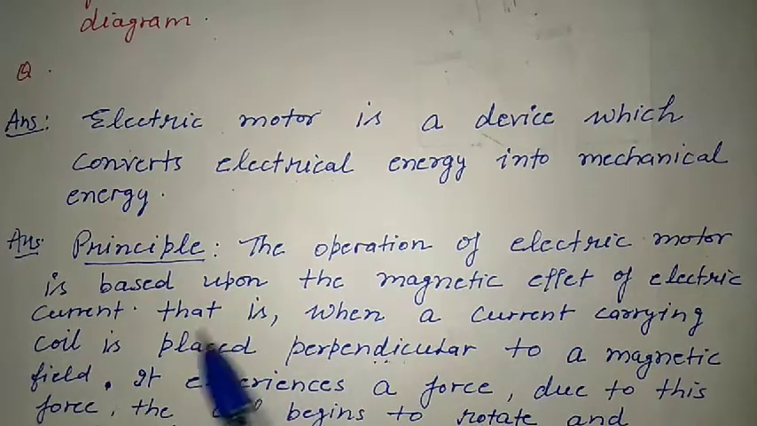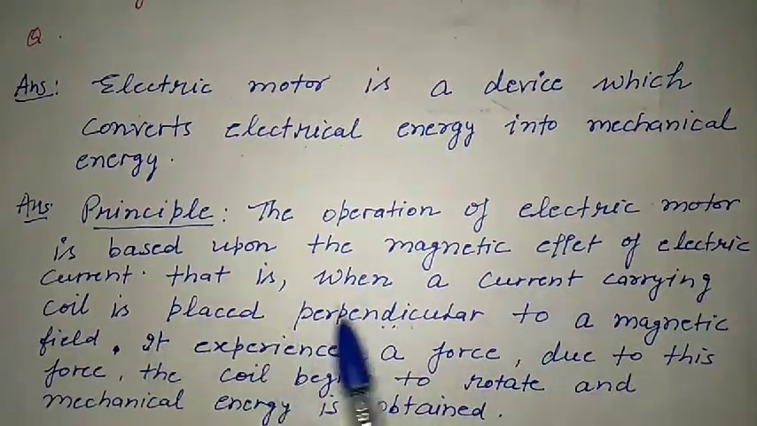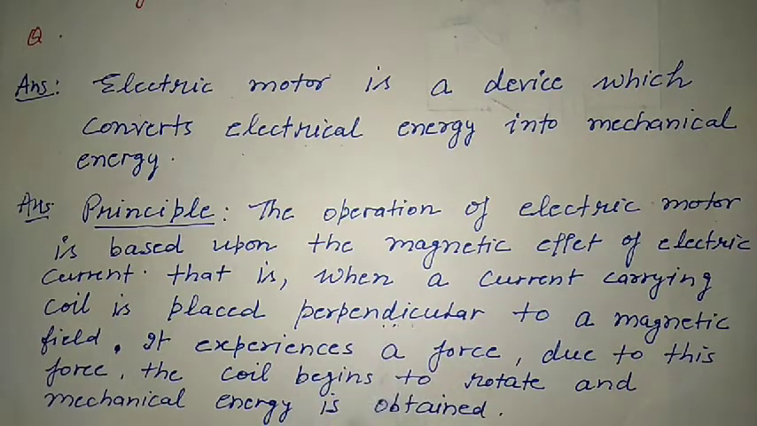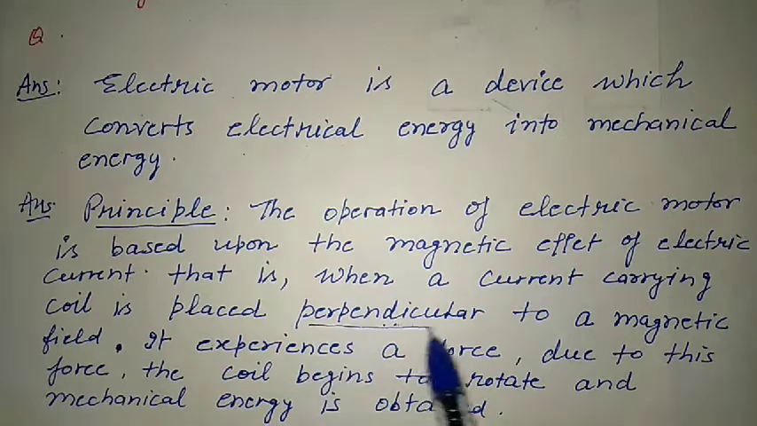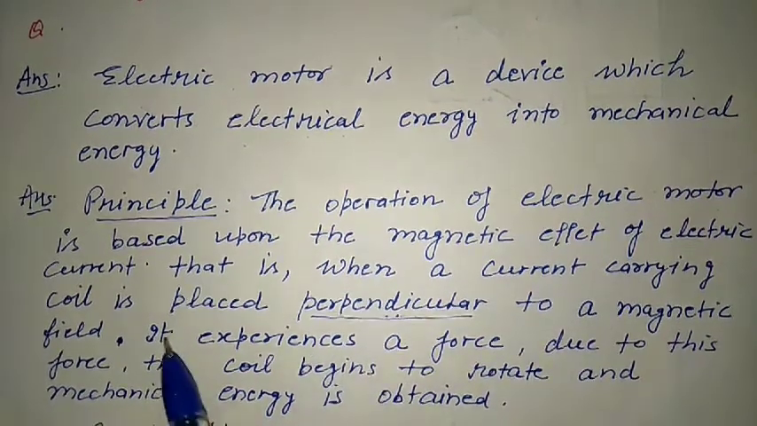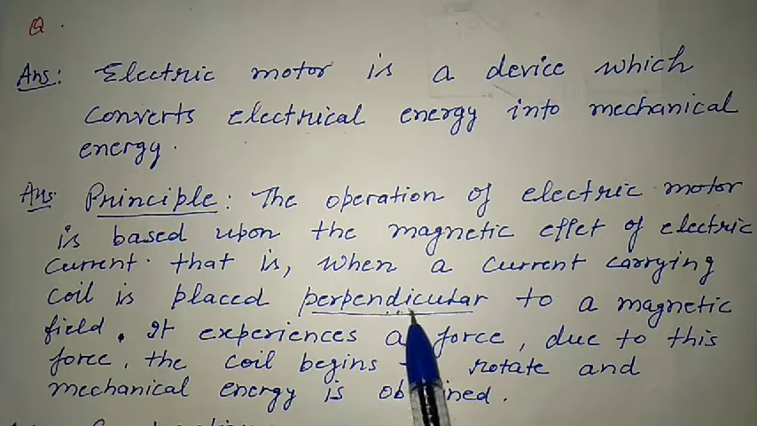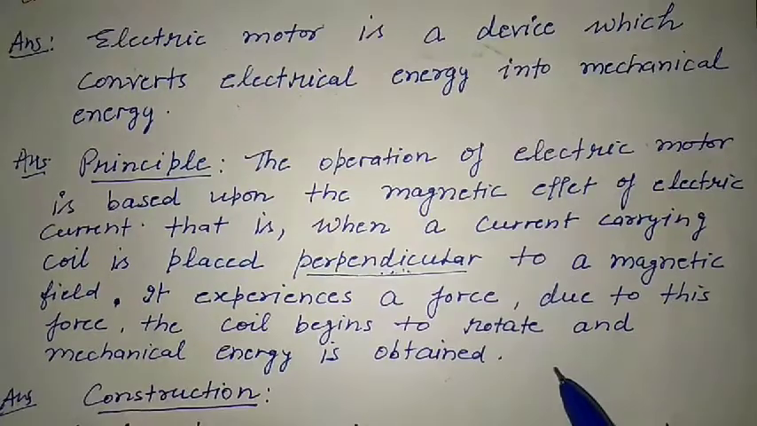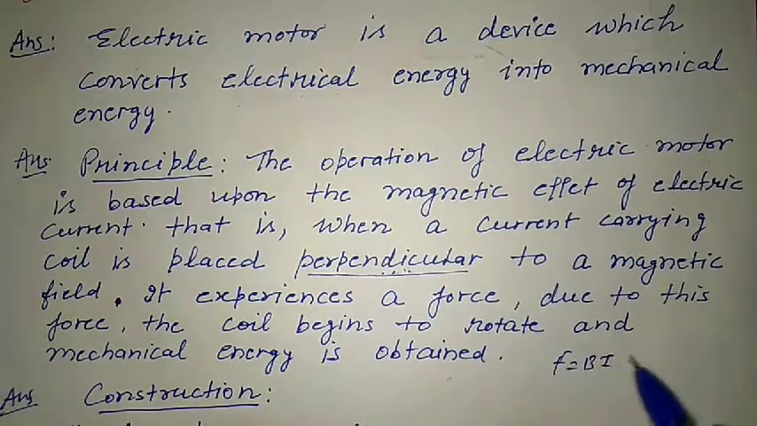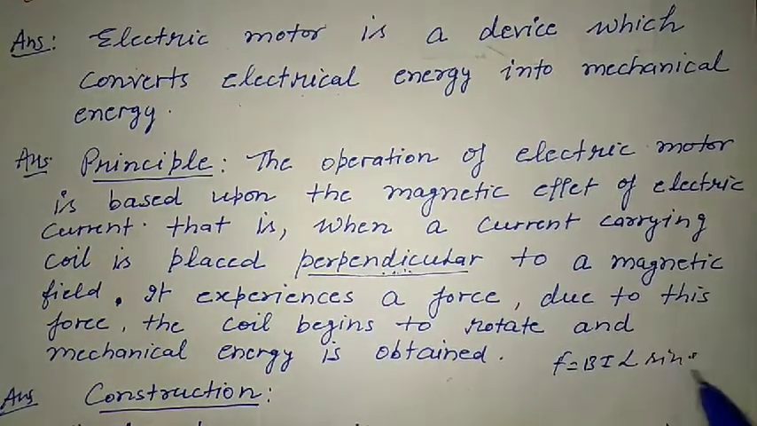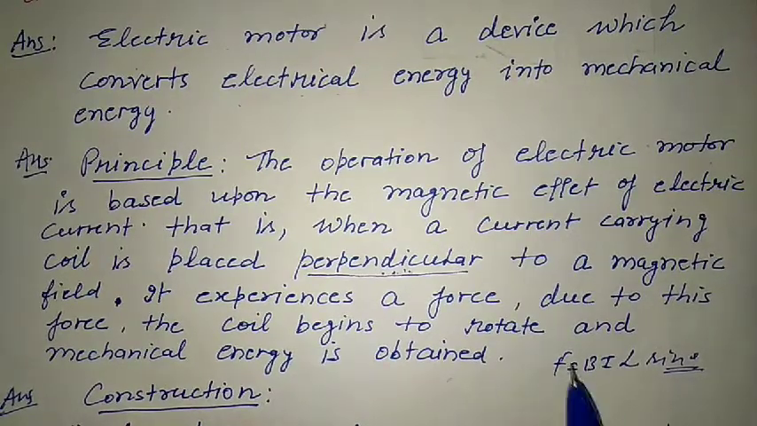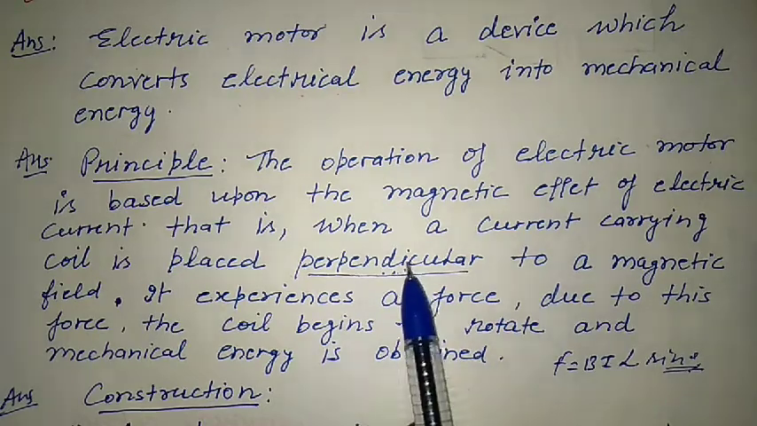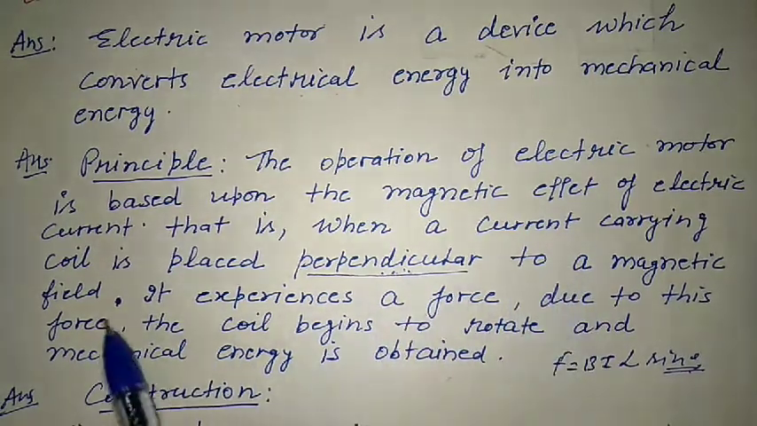When a current carrying coil is placed perpendicular to a magnetic field, this is the most suitable condition, because at this time the force will be maximum. In the last video we already discussed that F equals BIL sin theta, where theta is the angle between the current and the magnetic field. If this is 90 degrees, sin 90 is 1, and the force is maximum. So it should be perpendicular to the magnetic field.